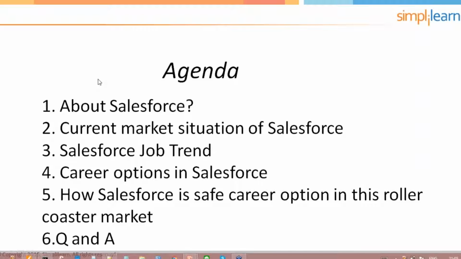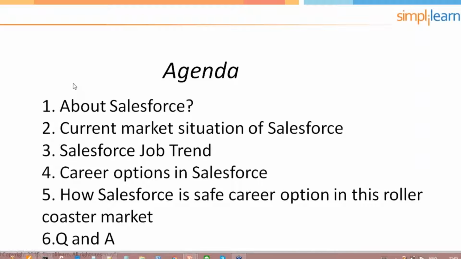Then we are going to see, if we are looking at Salesforce as a career option, what the possible options are. Then we will finally see how Salesforce is a safe career option in this roller coaster market.